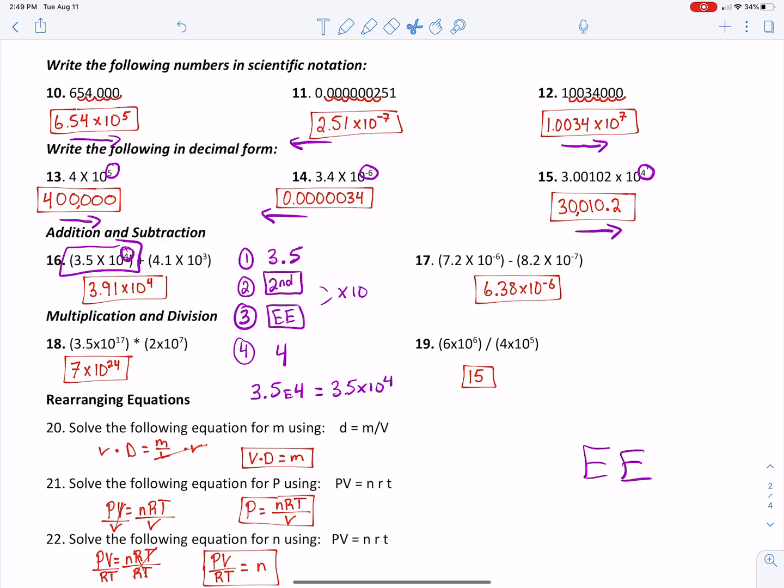So now when you do this problem, I'm going to type in 3.5 second EE 4 plus 4.1 second EE 3, and you will get 3.91 times 10 to the fourth. You will get this answer. Let me try it so I didn't just lie to you. 3.5 second EE 4 plus 4.1 second EE 3. I got 39,100, which is the same exact thing.